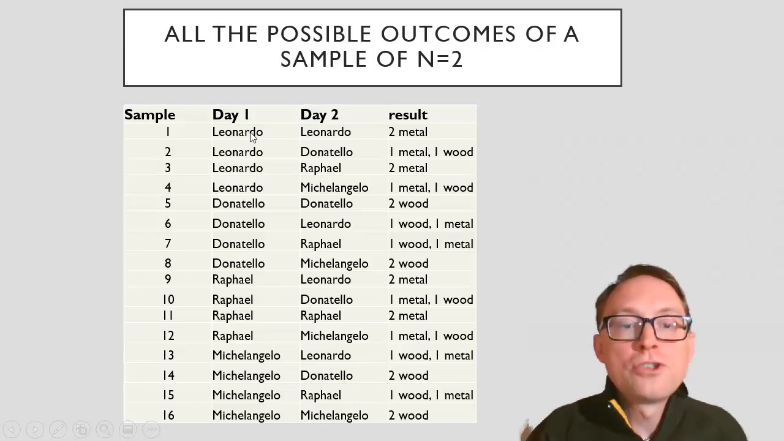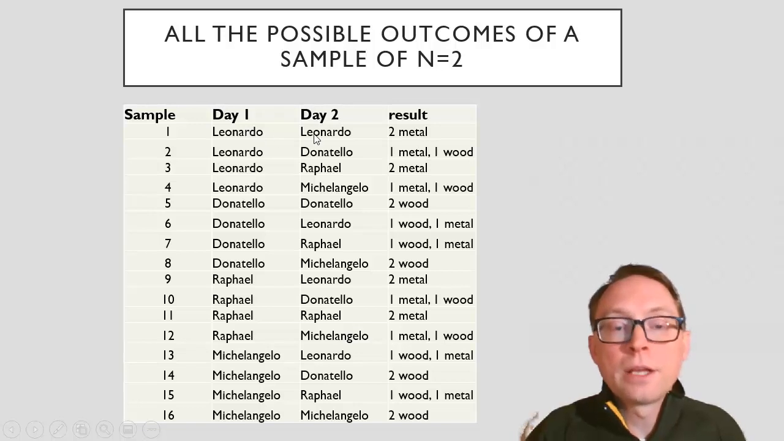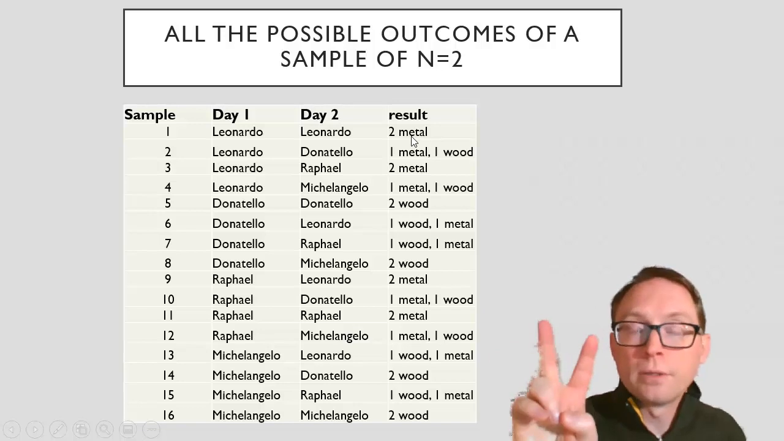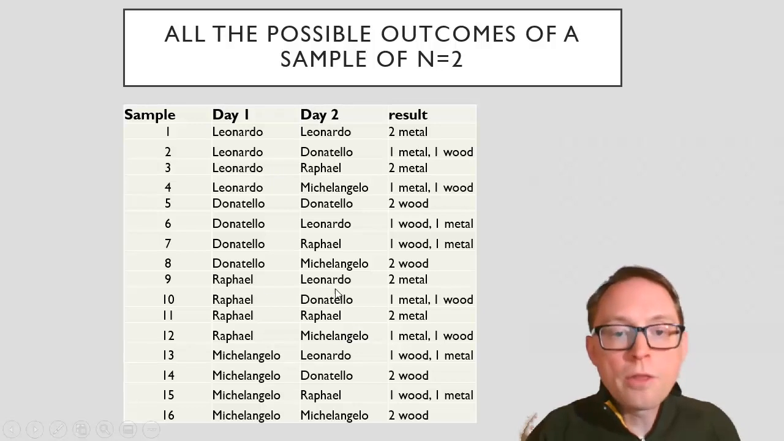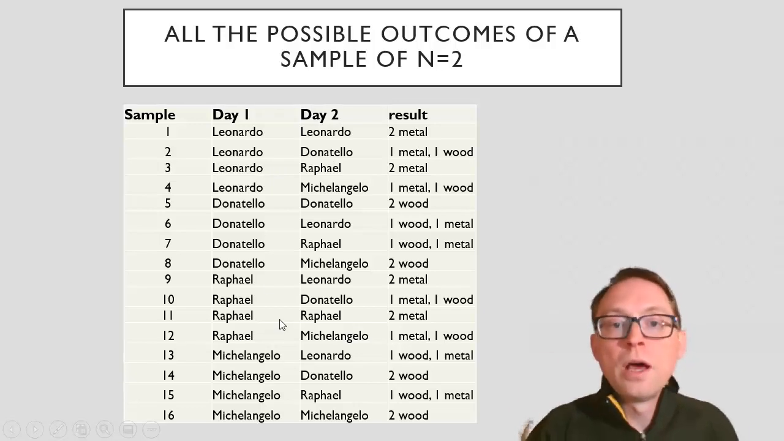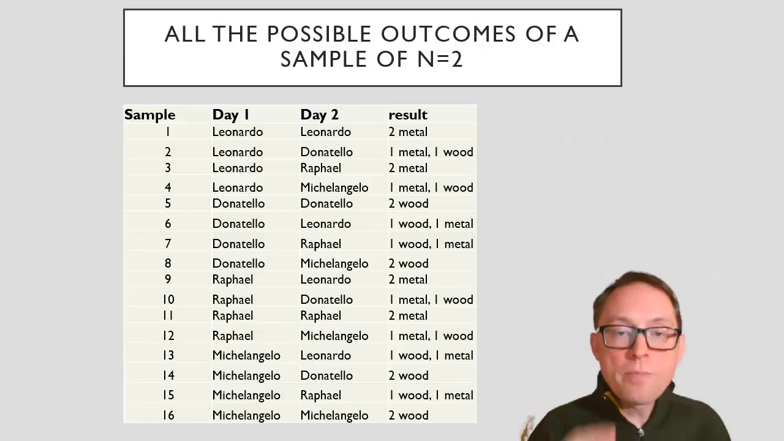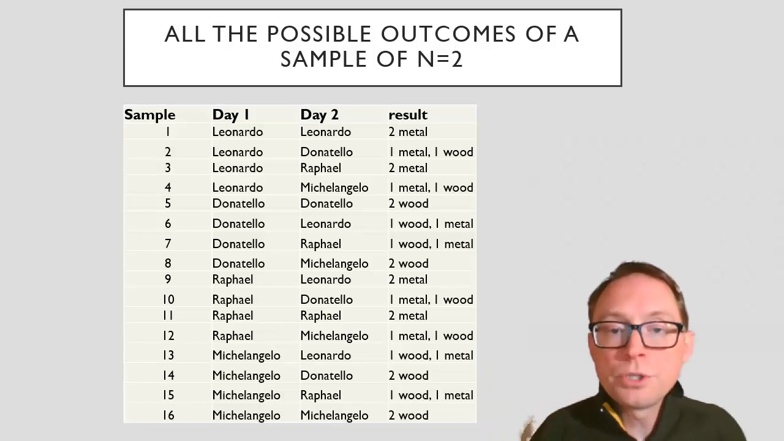I could choose Leonardo on the first day and Leonardo again on the second day. That would mean that I would result in 2 metal weapons. It could be Leonardo on the first day and Donatello on the second day. These are all the possible combinations of n equals 2. So these are all the possible samples when n equals 2 and the possible results. So 2 metal, 1 metal 1 wood, 2 metal, 1 metal 1 wood, etc., etc.